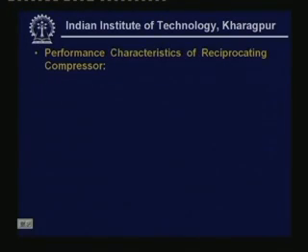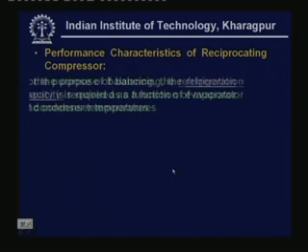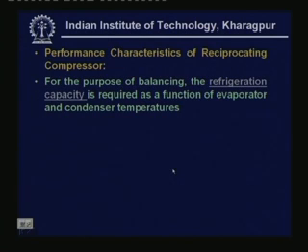So first let us look at the performance characteristics of reciprocating compressor. Basically in this example we are considering a reciprocating compressor, and the equation generally holds good for a hermetic type of compressor. So for the purpose of balancing, the refrigeration capacity is required as a function of evaporator and condenser temperature. So we always take the refrigeration capacity as a required performance parameter, and express this in terms of the other individual parameters. So let me show the variation of refrigeration capacity with other individual parameters. In fact, we have seen this earlier.